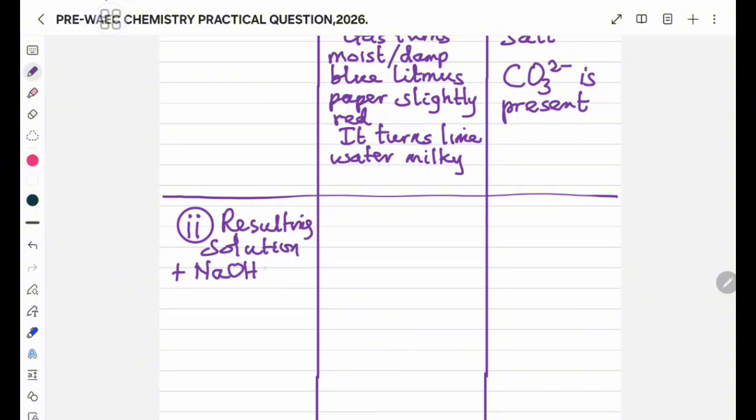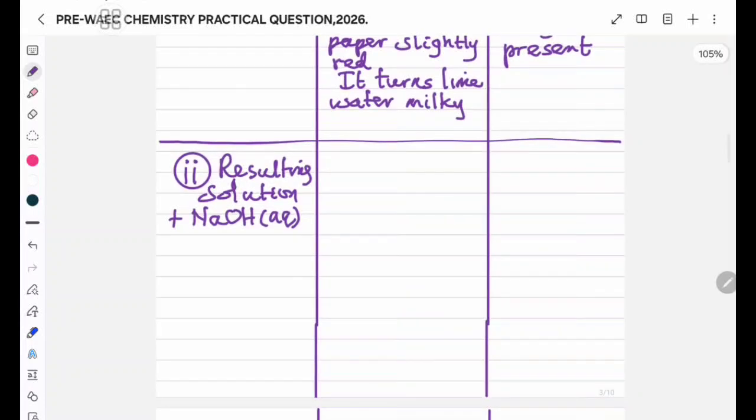When you write the formula, don't forget to write aq, the state symbol of the sodium hydroxide. In what form is it used? Failure to put the state symbol aq, meaning aqueous, will score no mark. It will disqualify even the observation and the inference, even if they are correct. Theoretically they are correct, but it will be penalized and disqualified as a wrong test. So remember to put aq to indicate the state in which the sodium hydroxide is used.